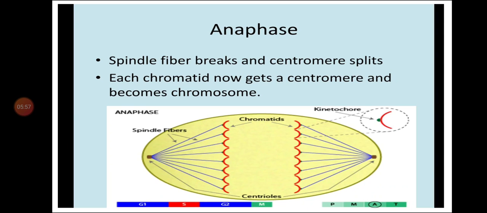So in anaphase, spindle fiber breaks and the centromere splits. Each chromatid now gets a centromere and becomes a chromosome. You can see this in the diagram. I repeat, the chromatids of each chromosome separate and form two chromosomes, and those are called daughter chromosomes.